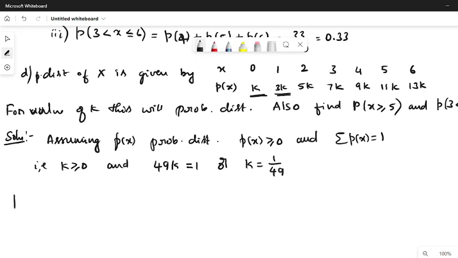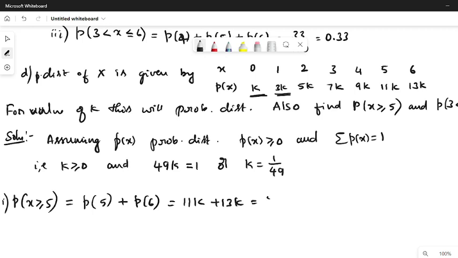Next, find P of x greater than or equal to 5. P of x greater than or equal to 5. So directly you can do P of x equal to 5, that is, simply write P of 5. If you don't have any doubt, you can directly write it: P of 5 plus P of 6. So P of 5 is 11k plus 13k. That is 24k, or 24 by 49.